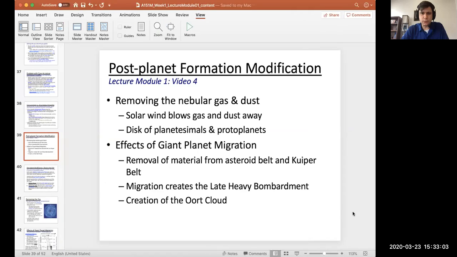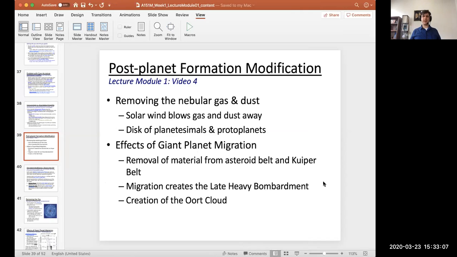And it's going to explain the late heavy bombardment and why there really is, if we look at it in detail, less material than we expect in the asteroid belt and in the Kuiper Belt. In the process, we are going to form the Oort Cloud as well. Here we have to use our lessons from extrasolar planets that we learned about and apply it to our solar system. So let's get started with the last bit of material for Module 1. And we will have formed our solar system.